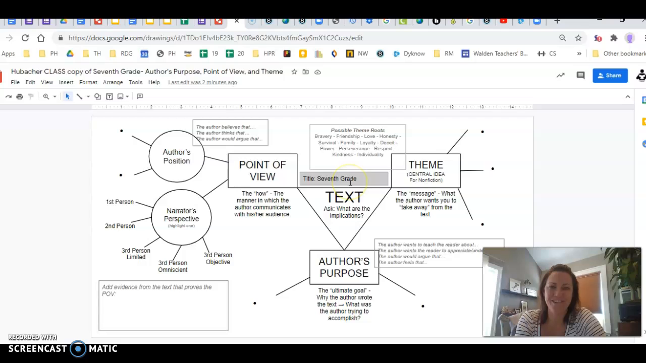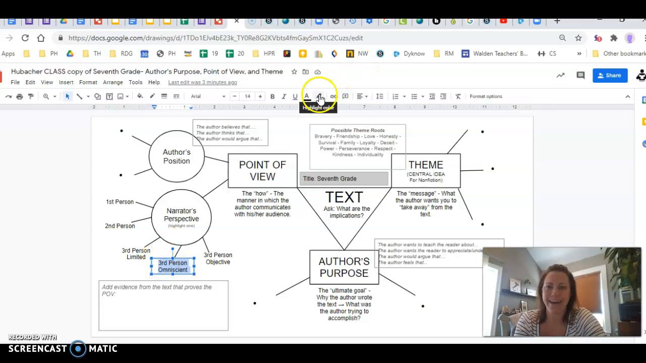So if that title isn't typed into your document yet, please go ahead and do that. The first component that I'm going to talk about relates to point of view, and that is the narrator's perspective, identifying first, second, or third person point of view. Now, you should have just completed a pear deck that went over the point of view for the story 7th grade. So that is third person omniscient, so you can go ahead and highlight that.